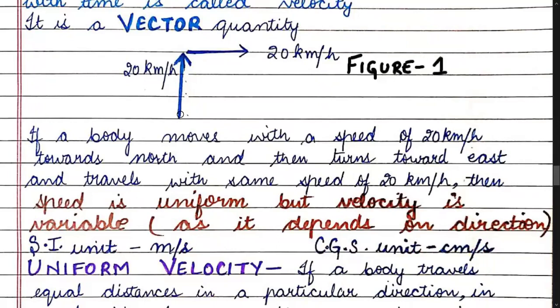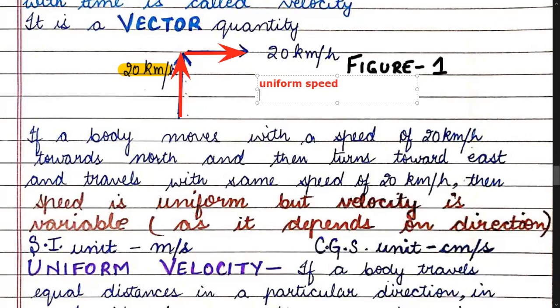If a body moves at the speed of 20 kilometers per hour towards the north direction, and then it turns towards the east direction with the same speed, 20 kilometers per hour. Now check, is there any change in the speed? Earlier speed was 20 and then also 20. So this is an example of uniform speed. Speed is not changing.